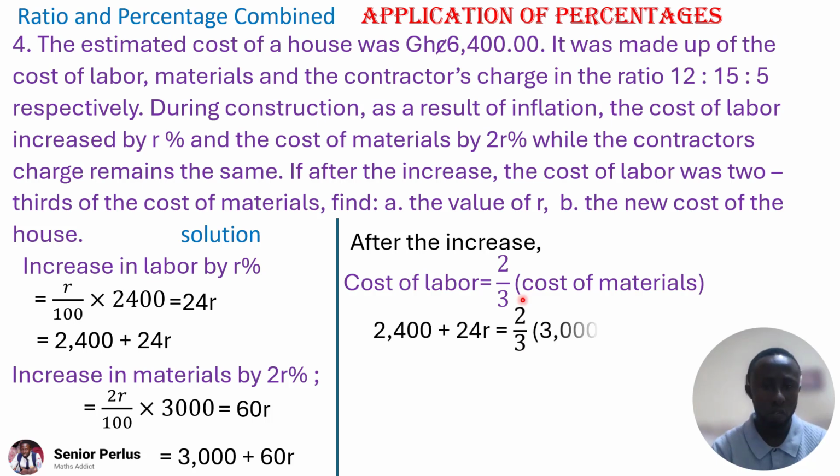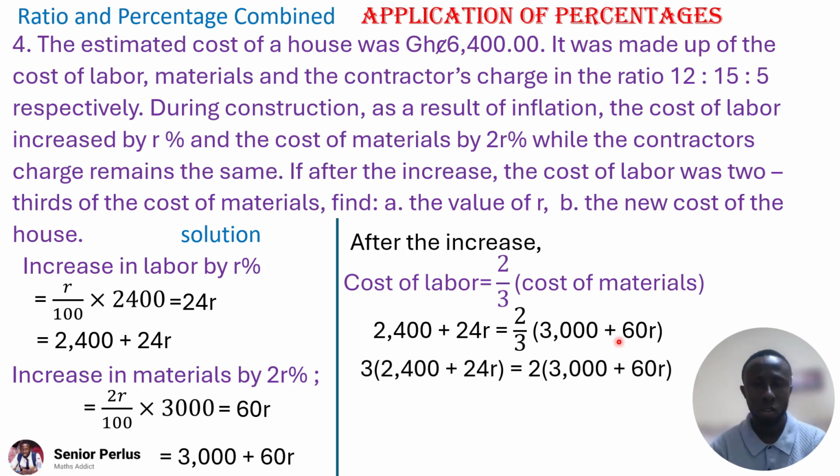Now, what's the cost of labor and what's the cost of material? The cost of labor is this after the increase, not before the increase. So this and this, then we can solve for R. Here you multiply both sides by 3. So 3 times this, then 3 times 3, 24. 2 times this and 2 times this. We multiply here by 3, removing the bracket.